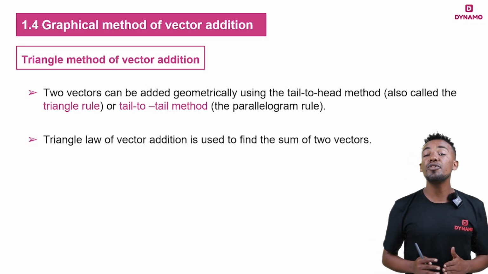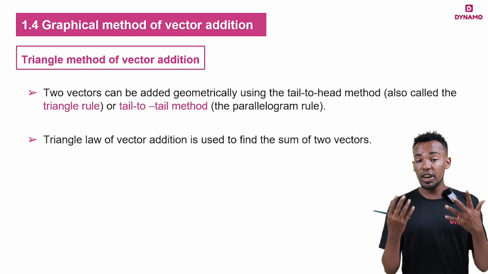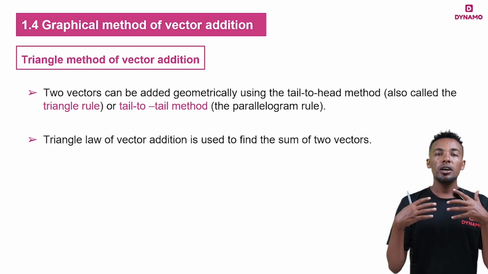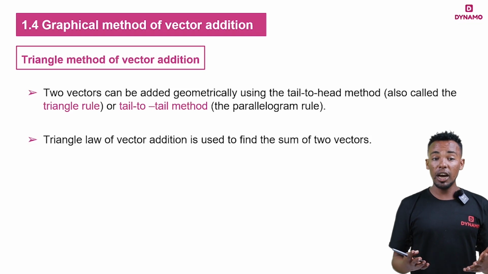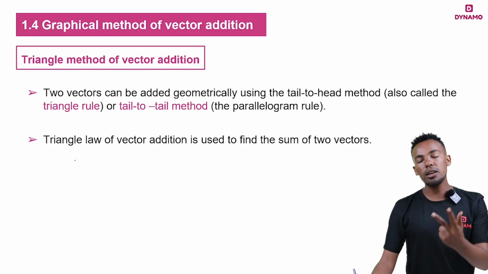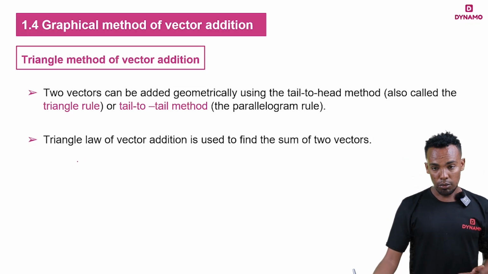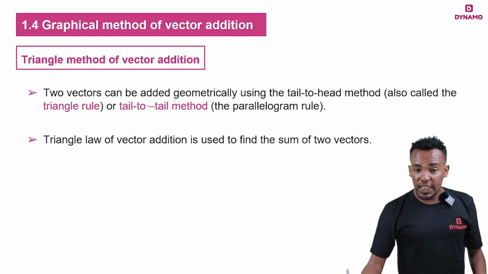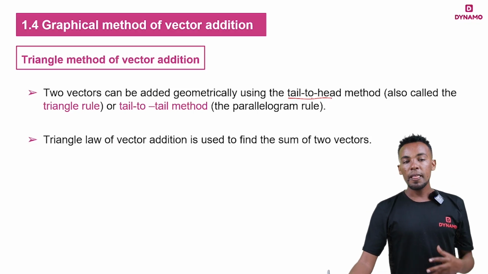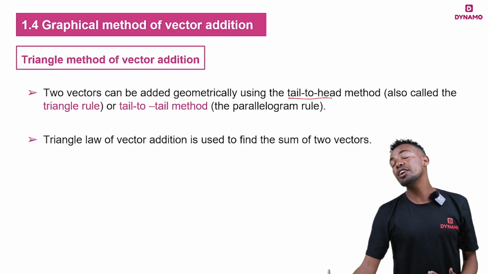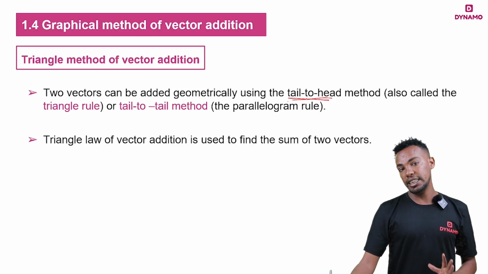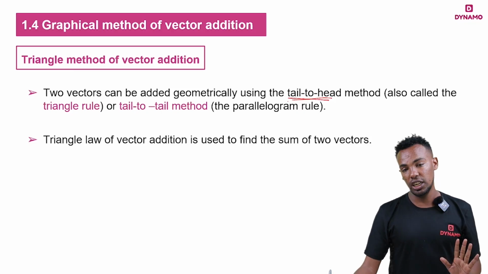1.4 is the graphical method of vector addition. To add vectors we use a graphical method or an analytical method. For the graphical method we have two methods: the triangle method and the parallelogram rule. The two vectors are added geometrically using tail to head. When we connect the vectors tail to head, that is called the triangle method of vector addition.